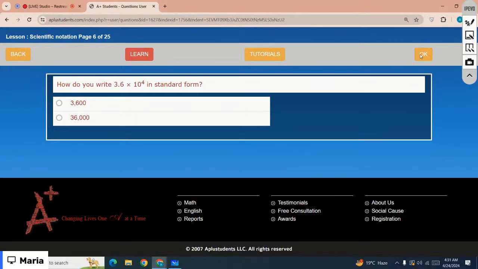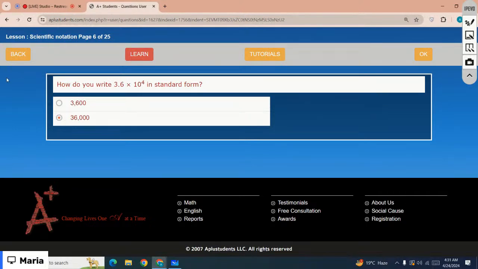How do you write 3.6 times 10 exponent 4 in standard form? Which is the correct option? The correct option is option number 2, right?